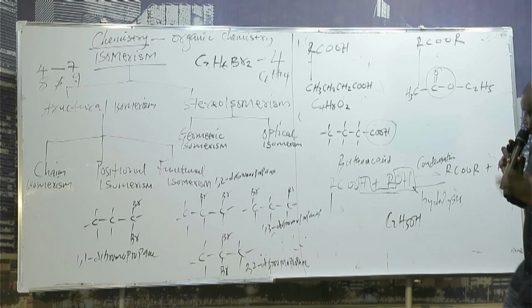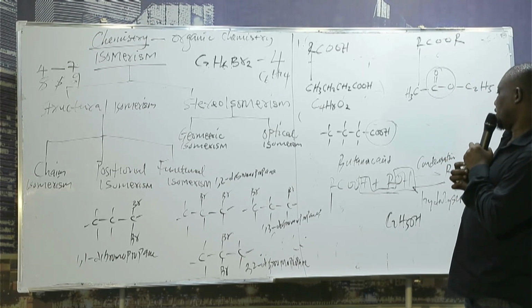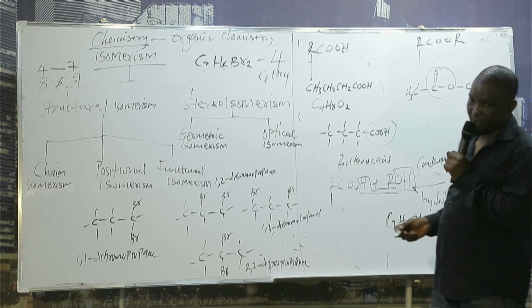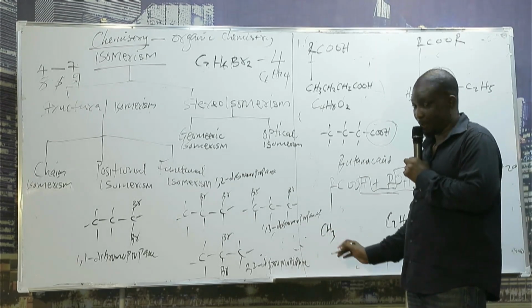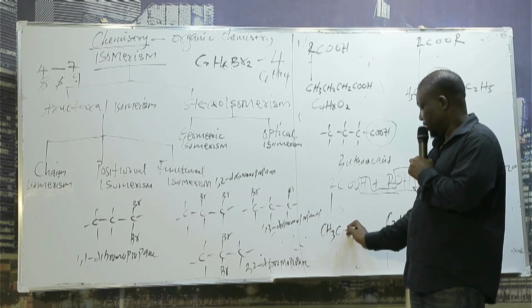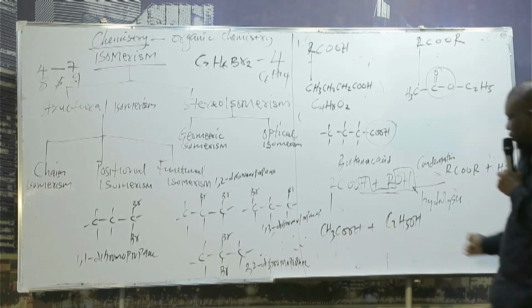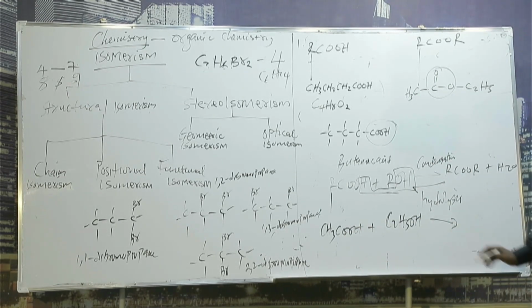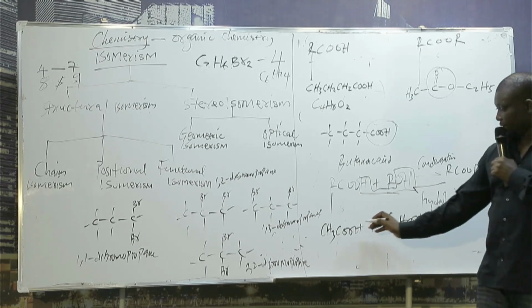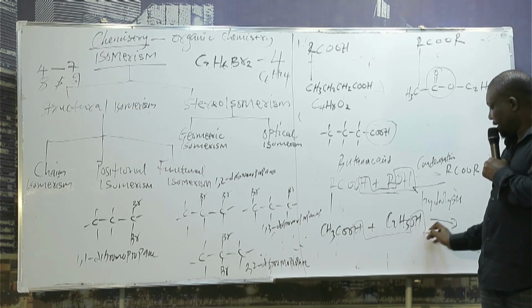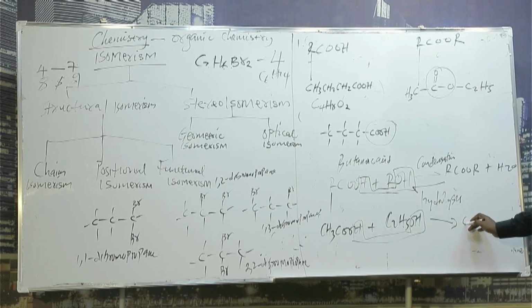Okay. Well now. Ethanoic acid will be what? CH3, then C1, COOH. What are the two you are having? CH3COOC2H5 plus H2O. If you want to name this ester, name the alkyl of the alcohol first.